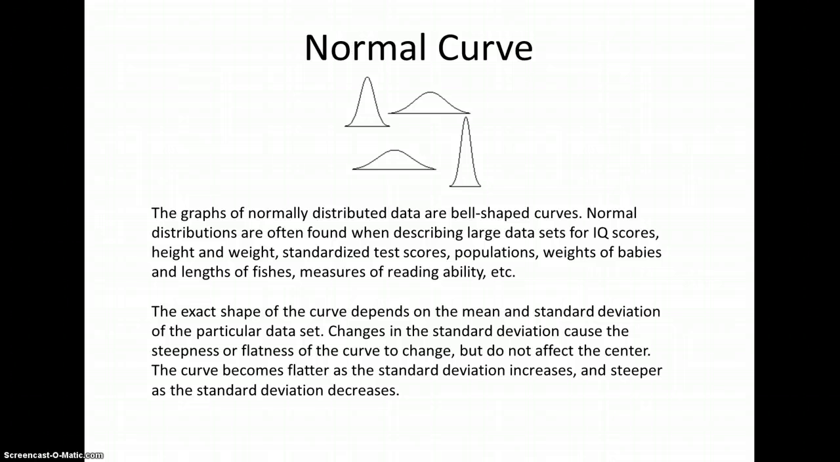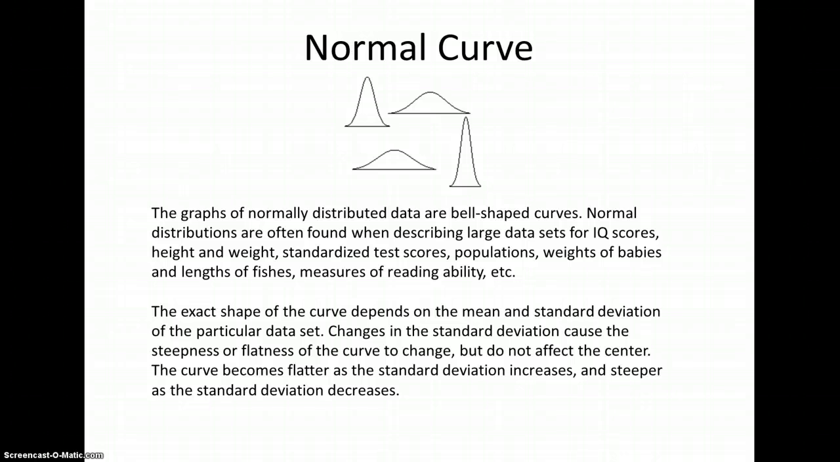Graphs of normally distributed data are usually bell-shaped curves. This is because when you look at the entire population, more people fall in the middle than on each end. This can be used when describing large data sets such as IQ scores, heights and weights, standardized test scores, populations, how much babies weigh, how long fishes are, measures of reading ability, etc.